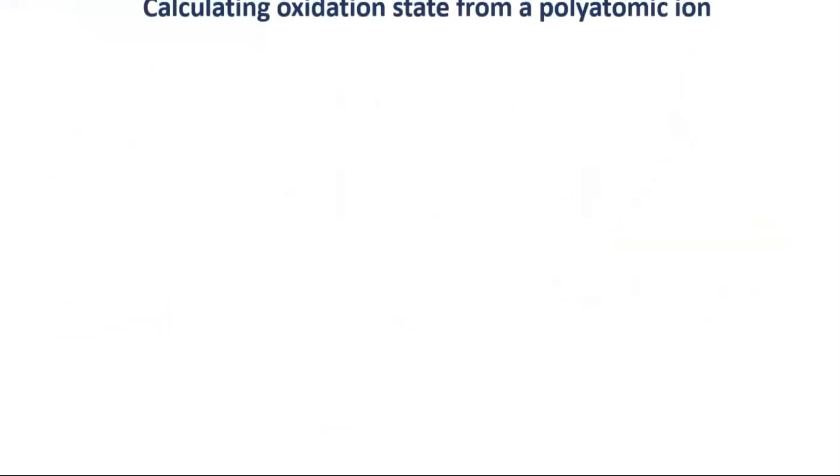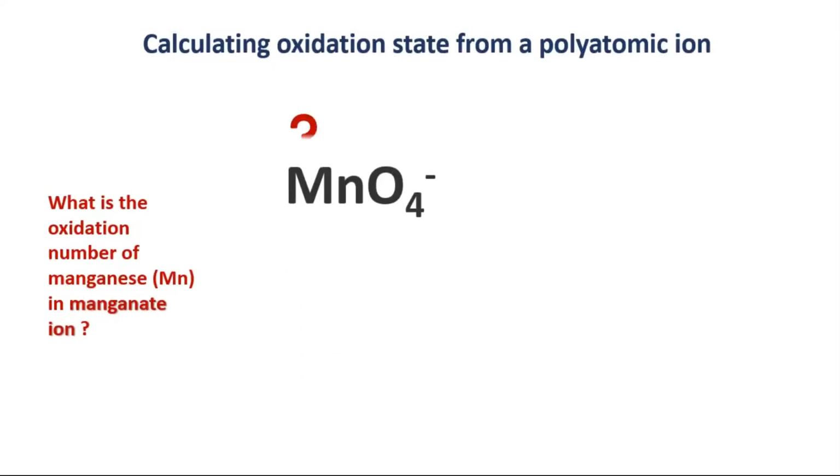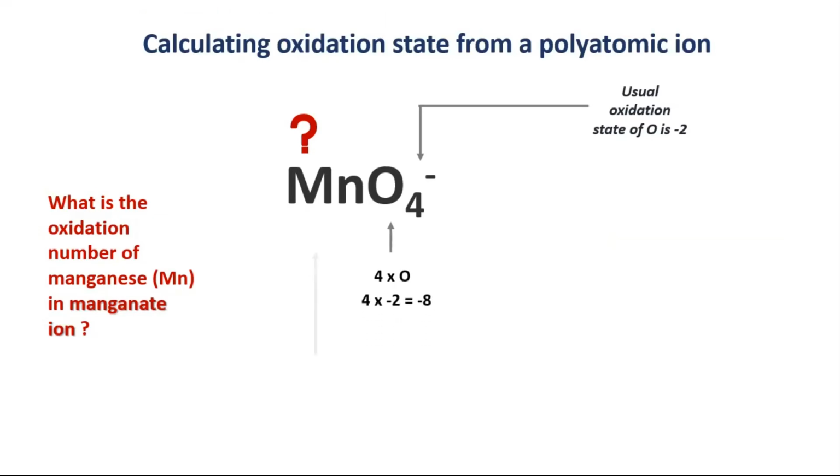Now we want to identify the oxidation number of an element from a polyatomic ion. So we have the manganate ion. We want to calculate the oxidation number of manganese here. We know the usual oxidation state of oxygen is -2. 4 oxygen is present, which means the total oxidation number is -8. As for manganese, we need to calculate it from the sum.